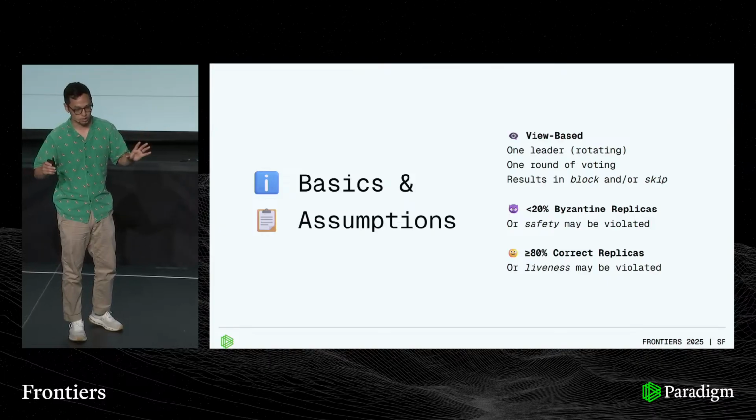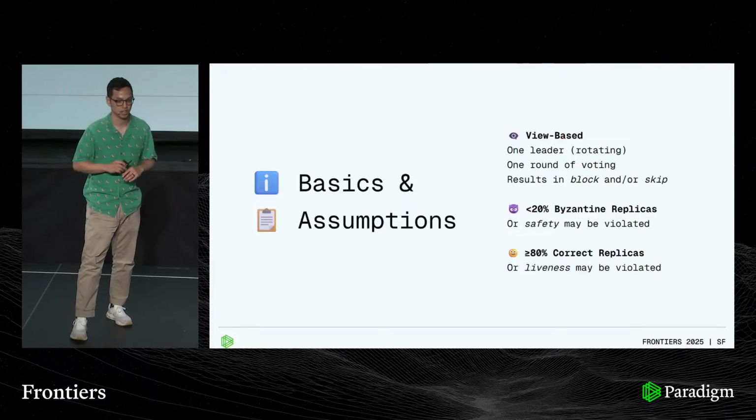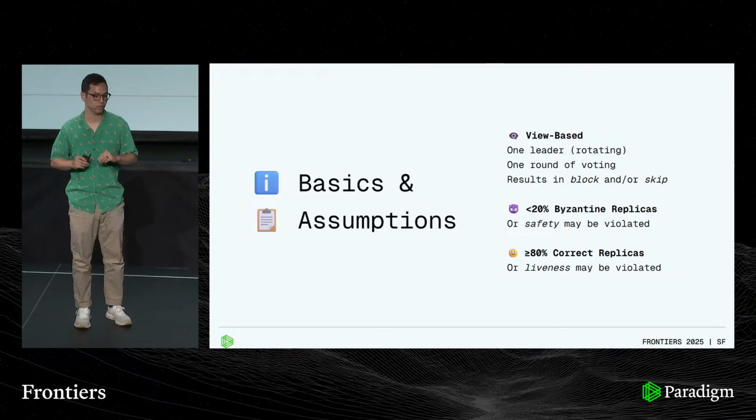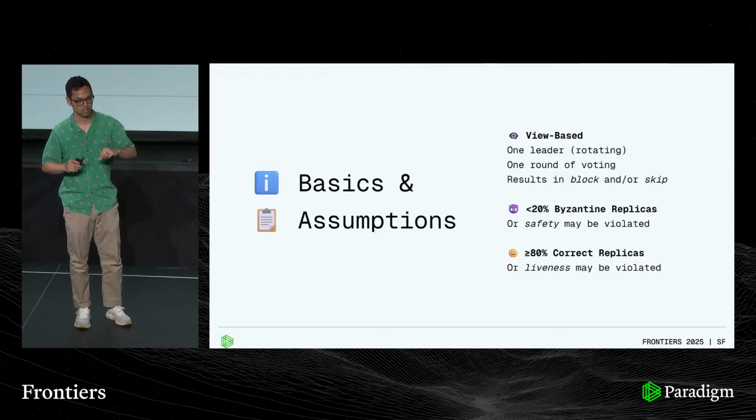I've said it several times now, but we're assuming less than 20% of all replicas are Byzantine, and also that more than 80% are correct. This makes sure that the safety and liveness properties that I discussed in the beginning of the talk are not violated.